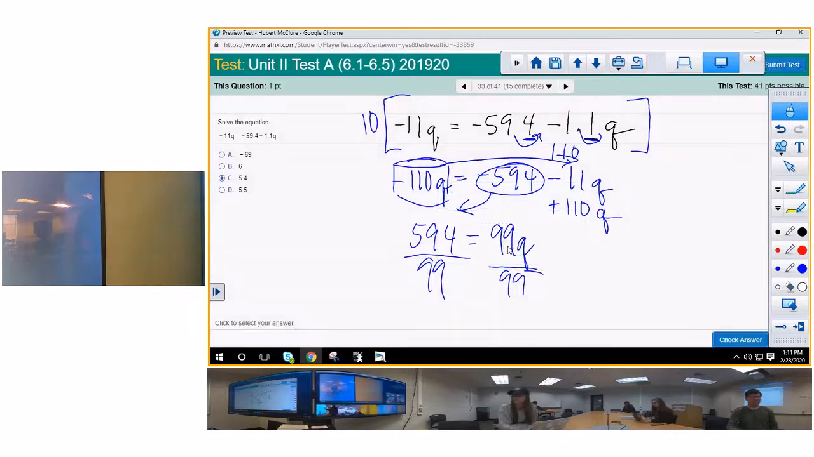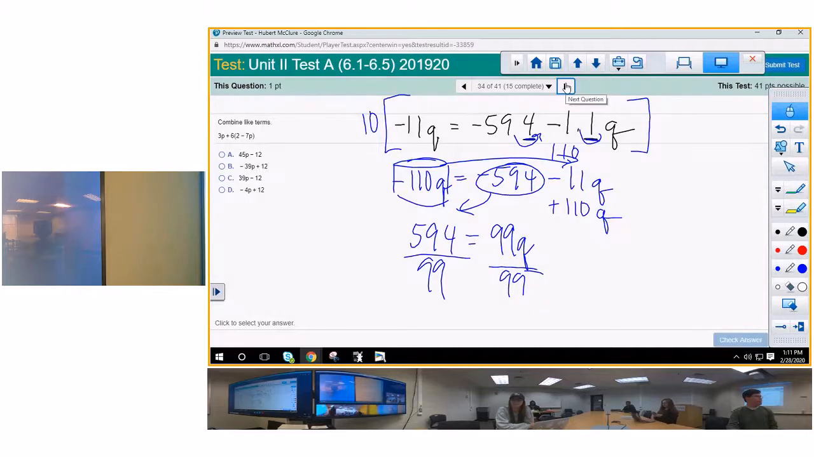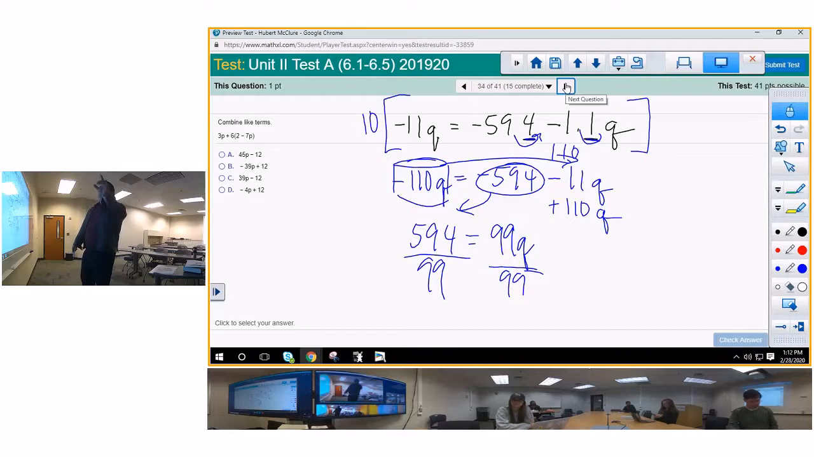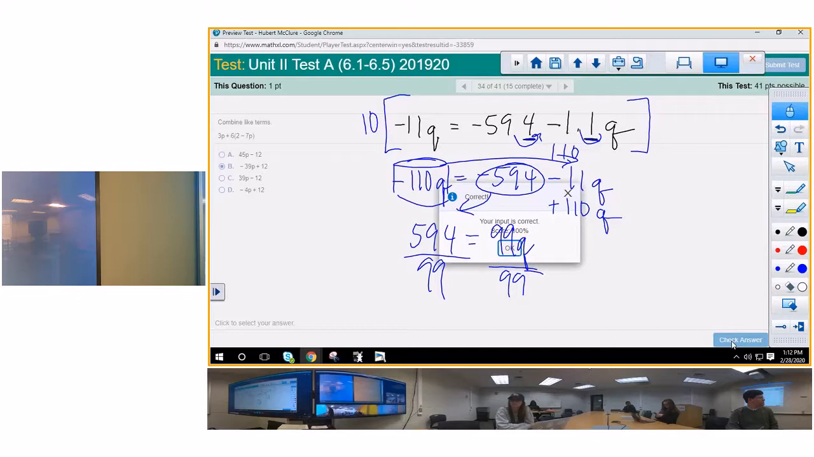I'm trying to get these last few in right quick. Okay, all right, that's combining like terms. What is 7p plus 3p? Oh, I'm sorry, negative 42p plus 3p? Dang, negative 39p and 12. So that'd be B. Somebody check me. I think that's right. Next.